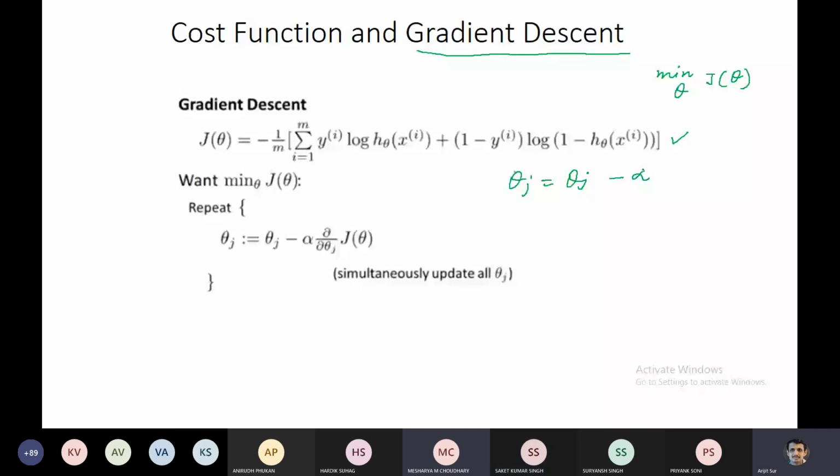And this is del by del theta_j of J(theta). So we have to differentiate J(theta) with respect to theta_j. That we have to do. And then simultaneously update for all theta_j. Okay, so theta is the vector, that means theta 0, theta 1, theta k or theta n, whatever this vector is.